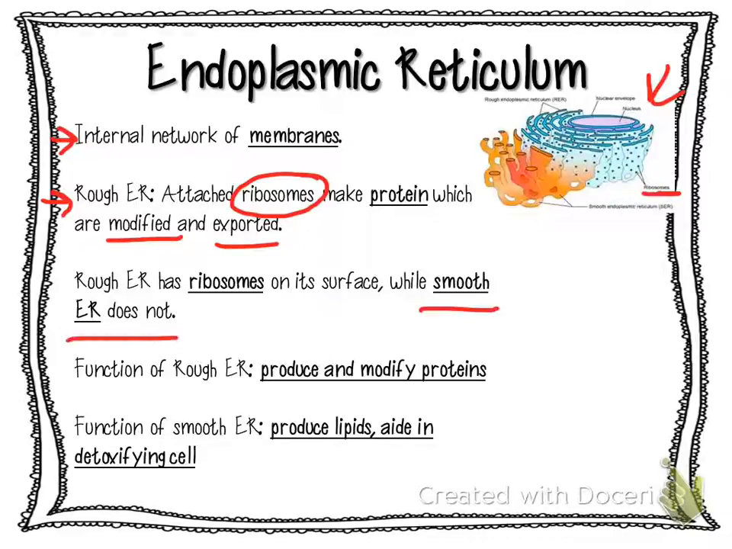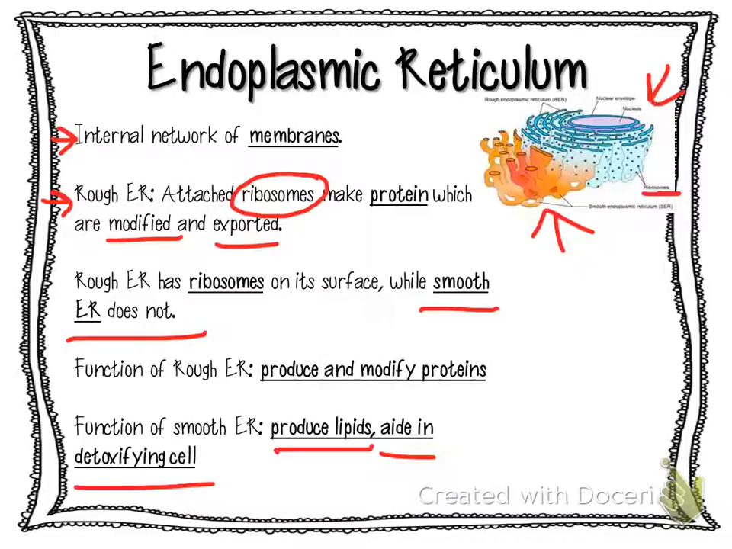The smooth ER does not have ribosomes. That's why it's called smooth. So the function of the smooth ER is different. You can see it over here in the orange color. It's a lot smoother. It's even shaped a little bit differently. Its job is to produce lipids, and it's also going to help in detoxifying the cell, making sure that there aren't any harmful chemicals inside the cell.